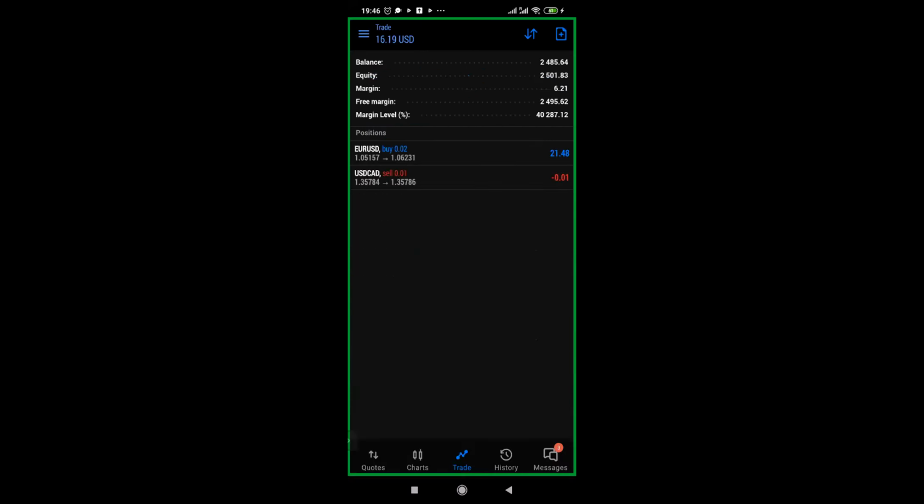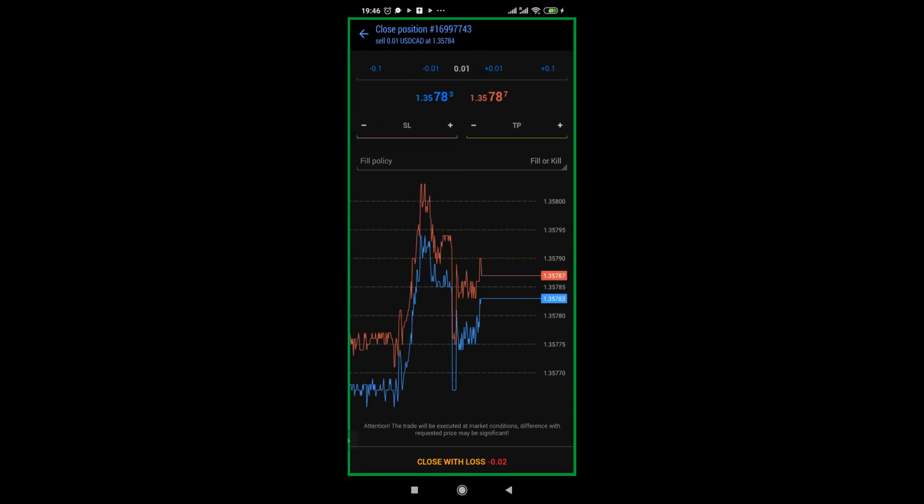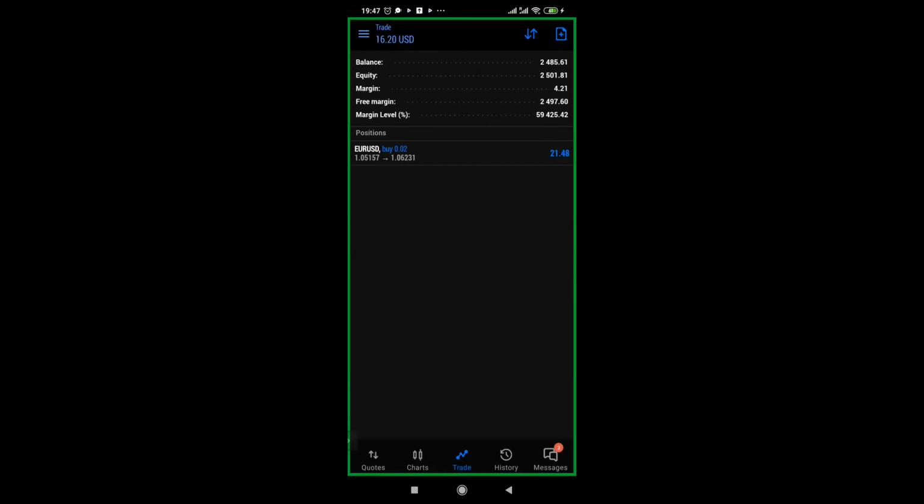And then when you want to close the position, click on close position. You see that if you're closing with a loss, it will show loss. If you're closing with a profit, it will show profit. All right, so let's click on close with a loss of 3 cents. As soon as you close with a loss, the trade is closed, and then that will reflect on your equity as well.